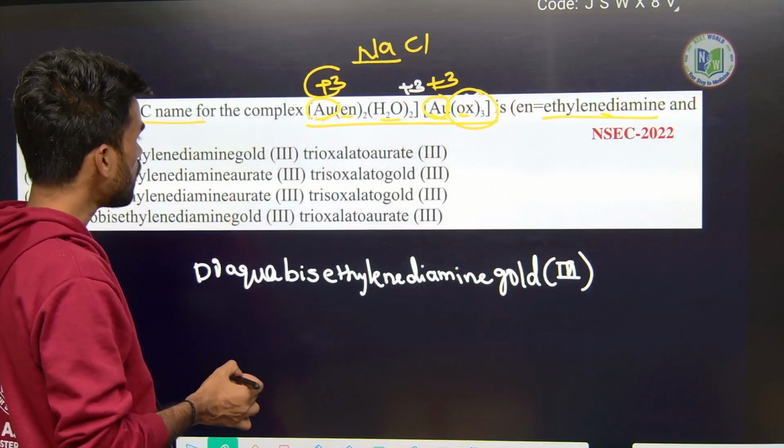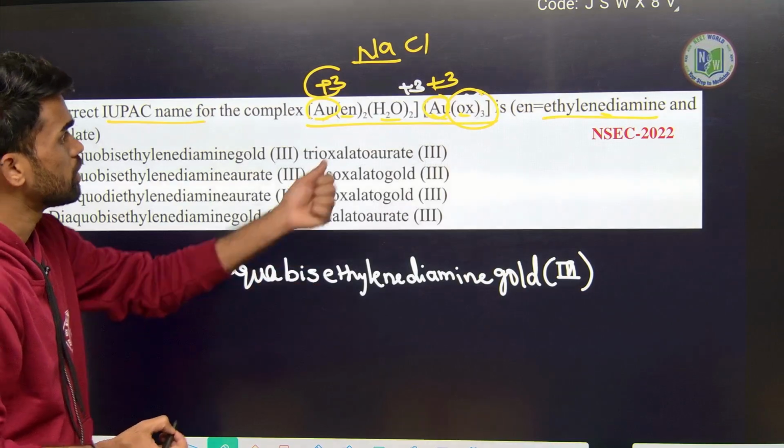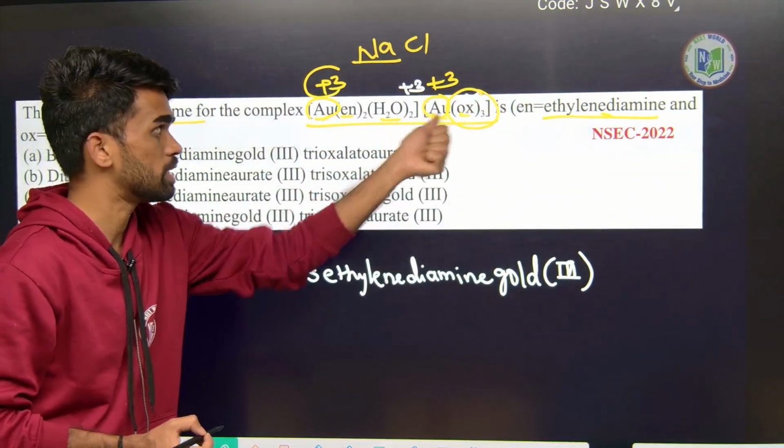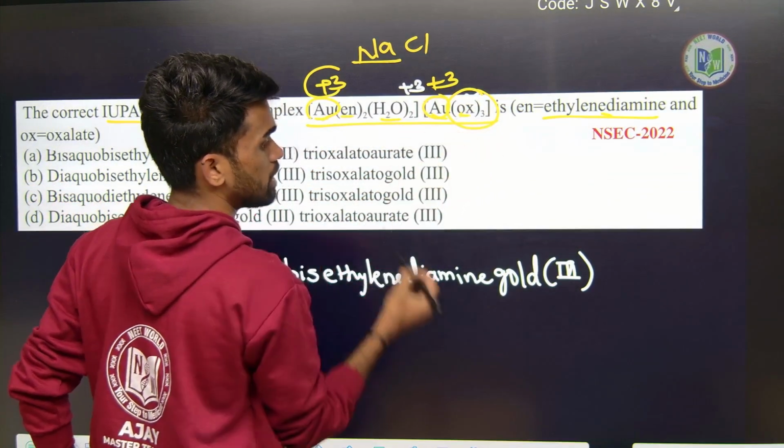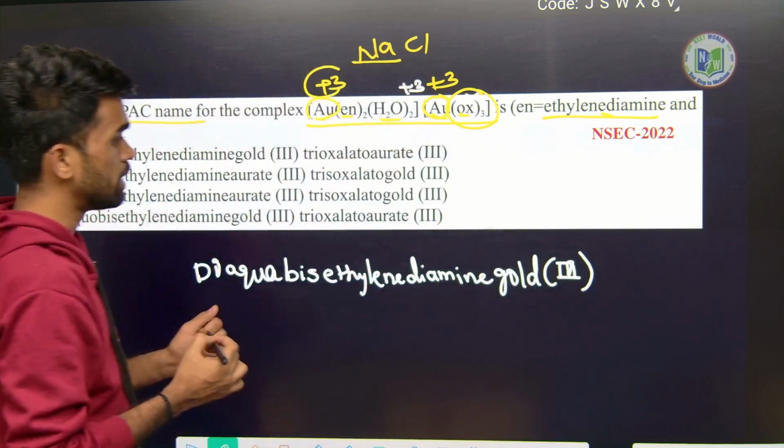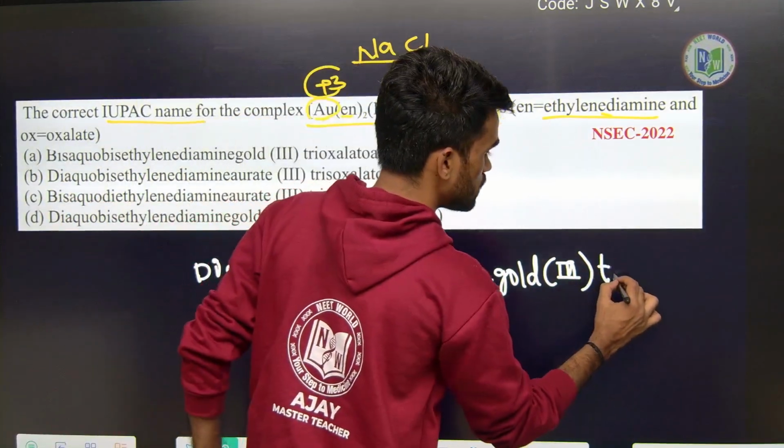After this you have the name of the other complex here. The oxalates are 3, so what should you write here? Trioxalato.